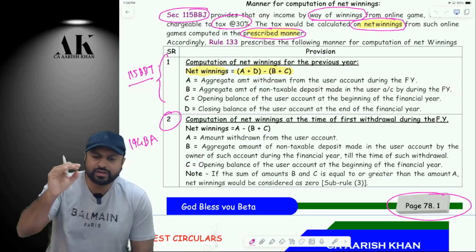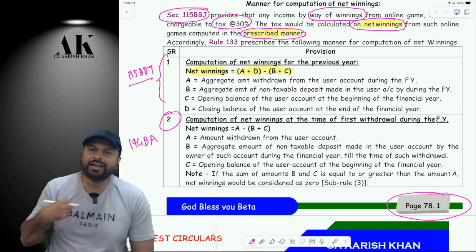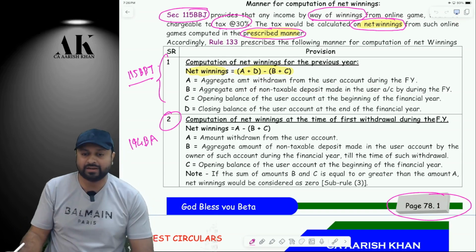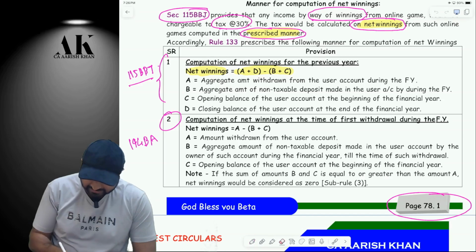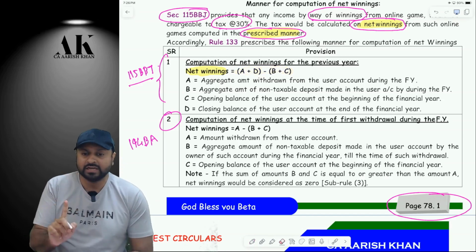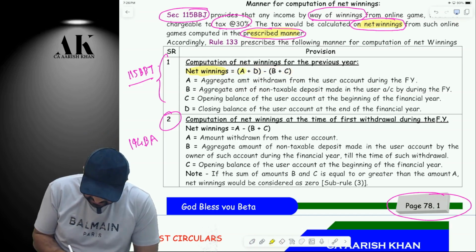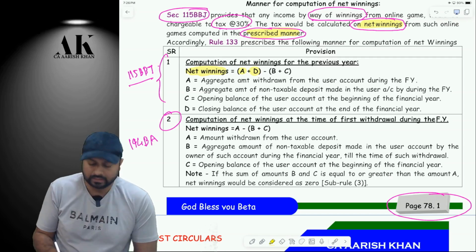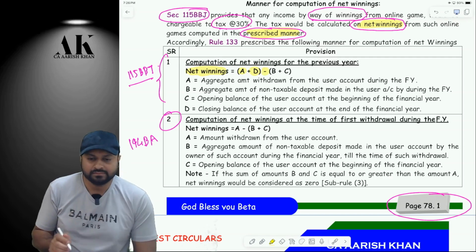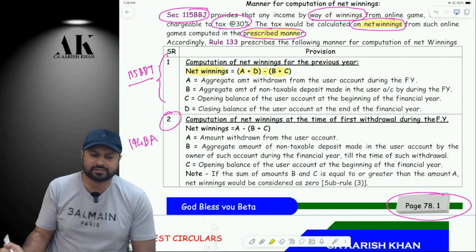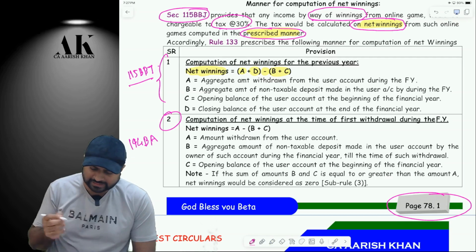So how to compute net winnings, sir? An online gamer will compute winnings how? This is the formula: (A plus D) minus (B plus C). You have to be very careful with the brackets and with the plus and minus signs. A plus D, then there is a minus. First the summation of A and D, and then the summation of B and C, and then the difference. You'll ask me, sir, what is A?